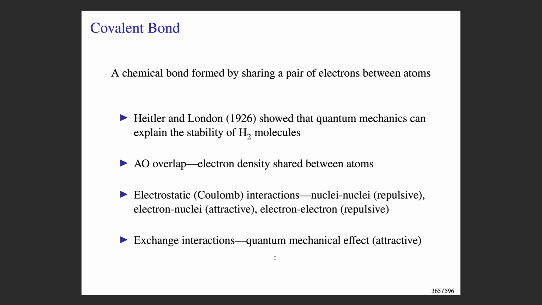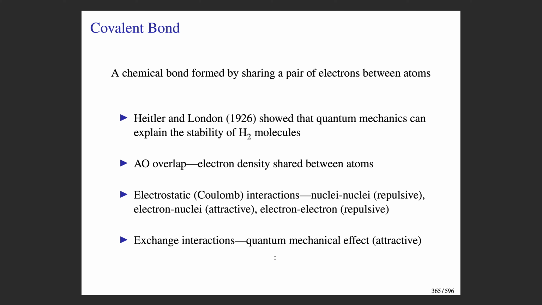And that's what the co in covalent bonding means. It means that we have valence electrons that are shared between two atoms. And in the early days of quantum mechanics, it was shown that this is what gives rise to the stability of simple molecules, like, for example, a diatomic H2 molecule.